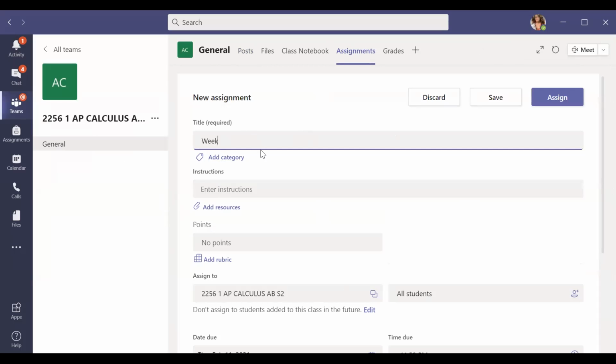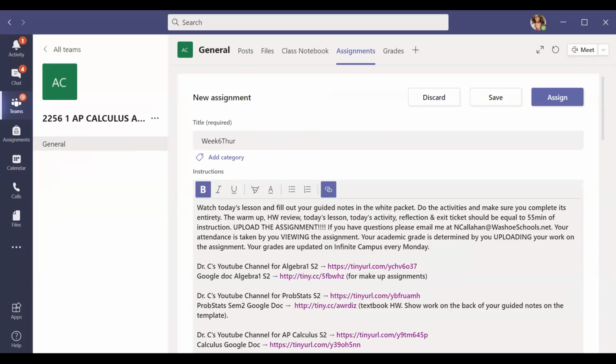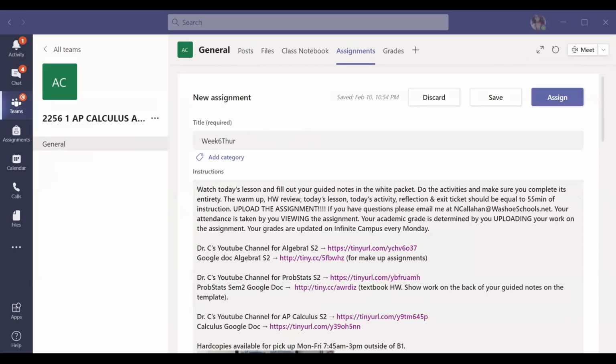All right, so today is for week 6 Thursday. Our topic of discussion today is specifically going to be on bases other than e. So integrals and derivatives of bases other than e when it comes to natural logs. So let me just go ahead and prepare AP Calc AB semester 2.